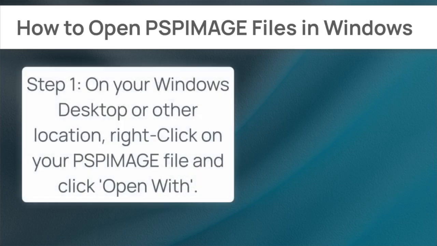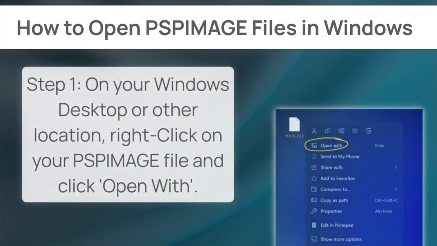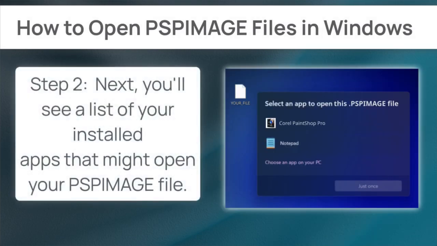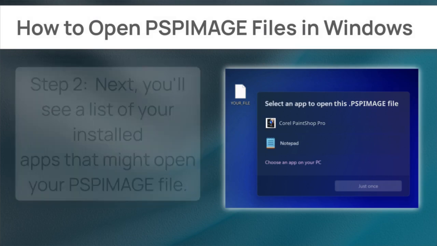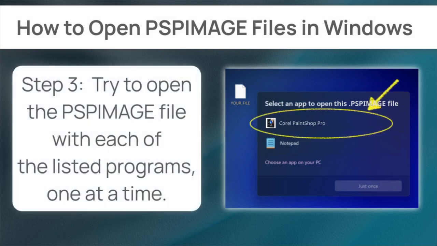Your first move is to identify the possible openers. Right-click the PSPIMAGE file and choose Open With. If Corel PaintShop Pro is an option, select it. If not, choose another program. It's often trial and error.